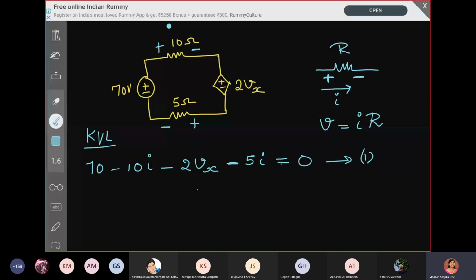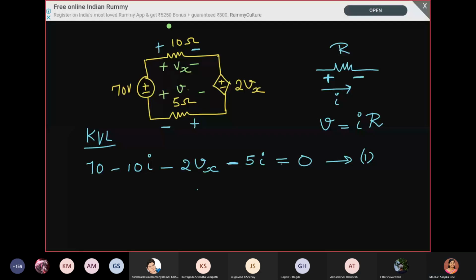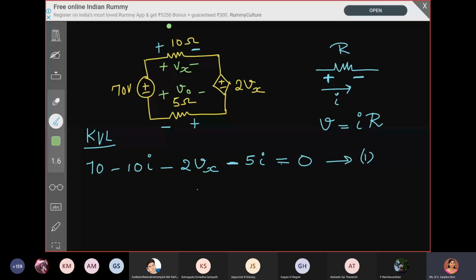So in the question, what they have given us, this is Vx, and this is V naught. And this is the direction of the current I.